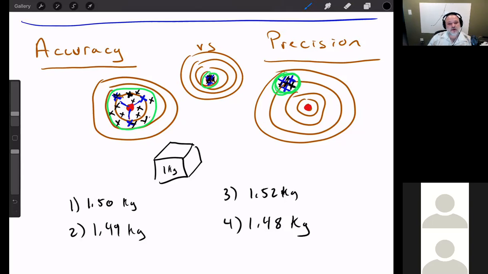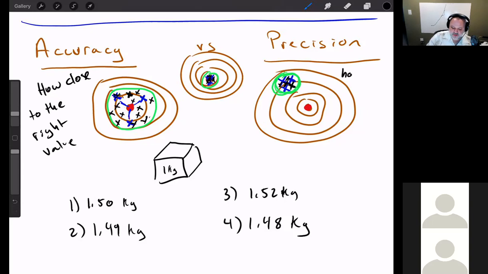So again, no, precision is not close to the right answer. Accuracy is not further from the right answer. It's two different concepts about a measurement. Accuracy is how close you are to the right value. Precision doesn't care about the right value. Precision does not understand the right value at all.